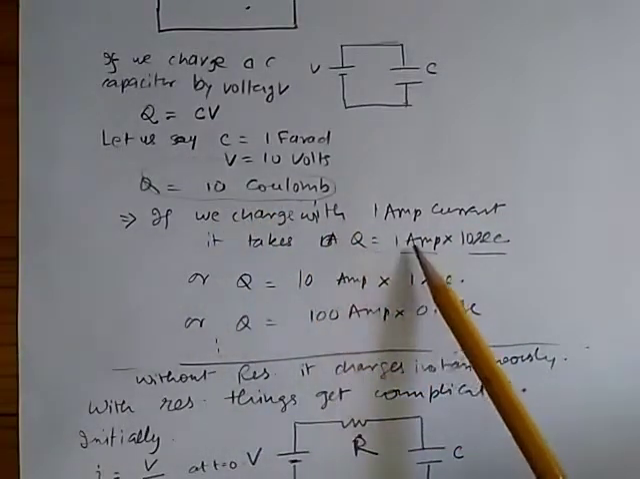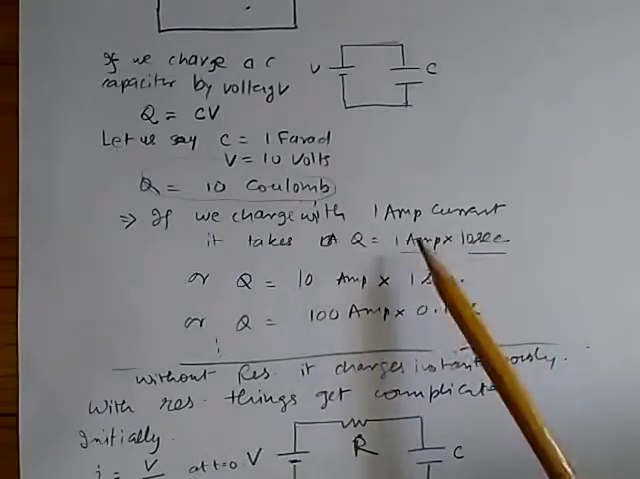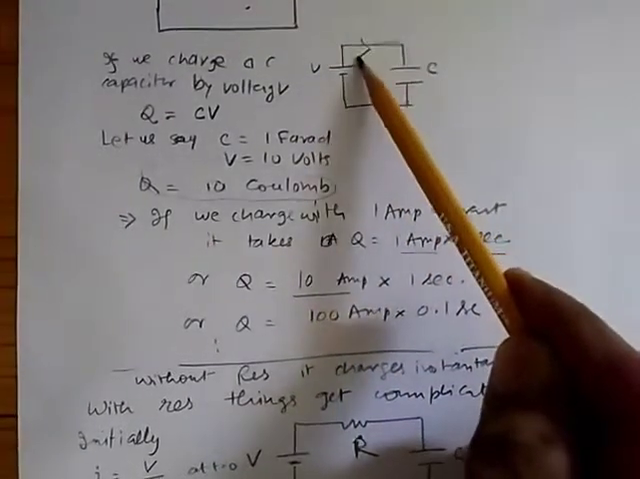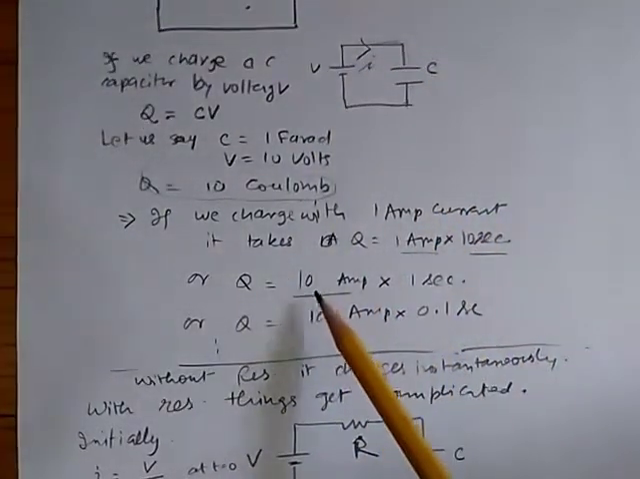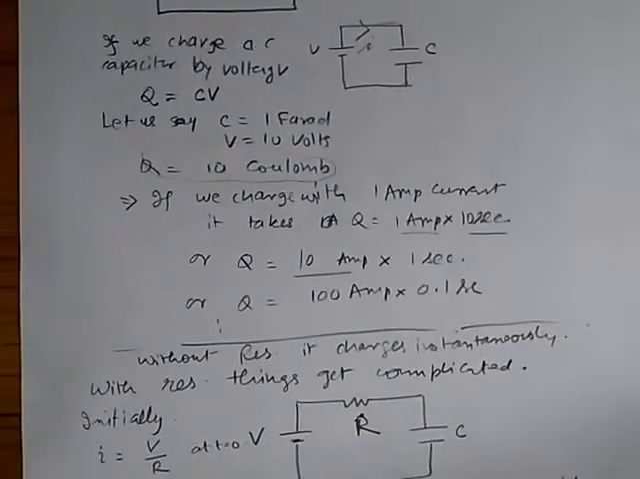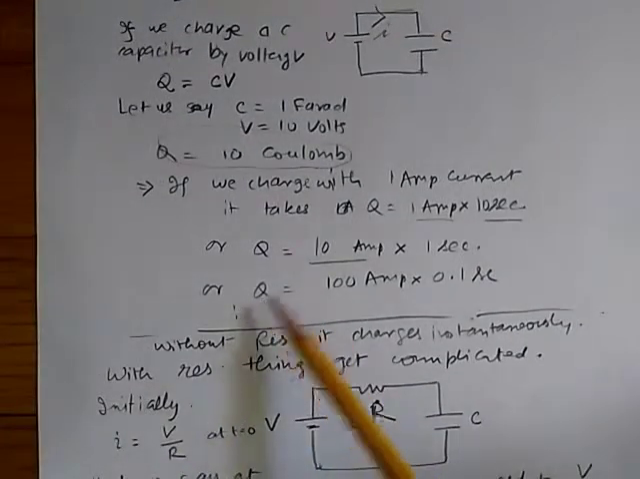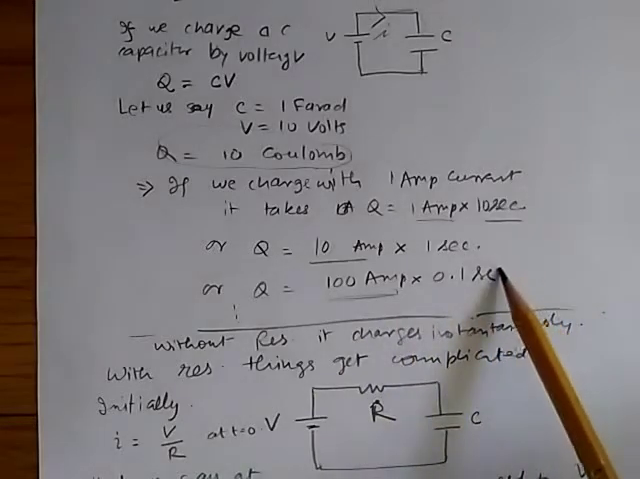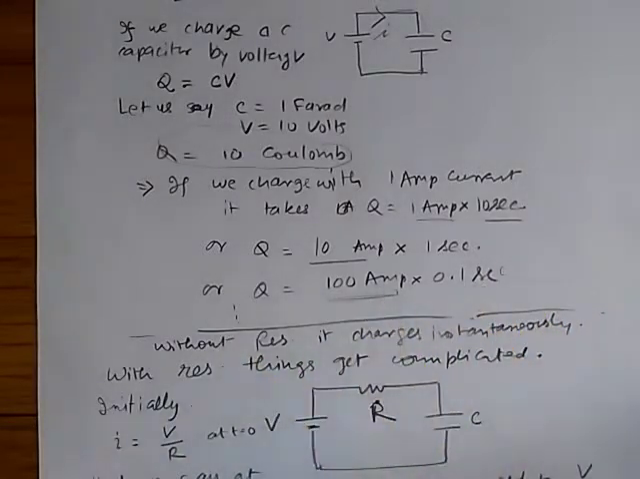Or if we want to charge it faster, we can increase the current. If we increase the current flowing through this to 10 ampere, it will charge in 1 second. Or if you want even faster, we can charge it with 100 ampere of current. It will take just a split second, 0.1 second, and it will charge to 10 coulomb.